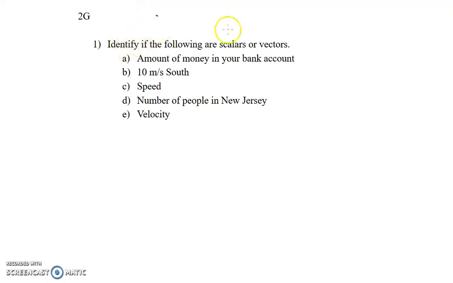Identify if the following are scalars or vectors. All of these five are either scalars or vectors. The first one, I'll write it out. The first one's scalar because the amount of money in your bank account is an amount. It's like, I don't know, $500. It's not $500 west or east. It's just an amount. So it's a scalar.